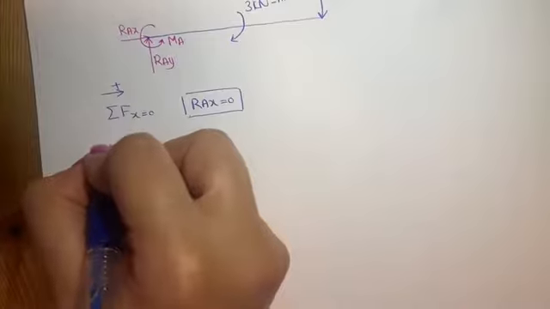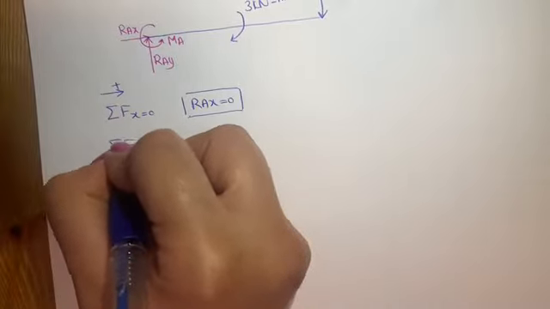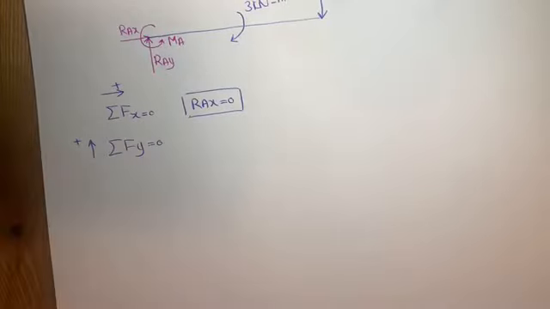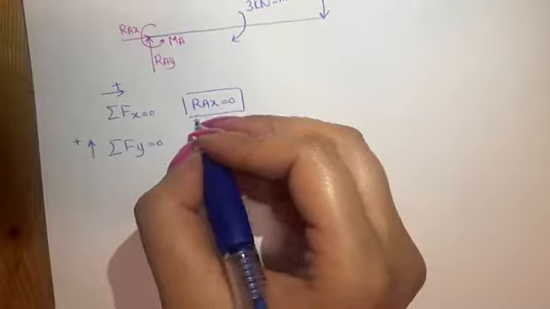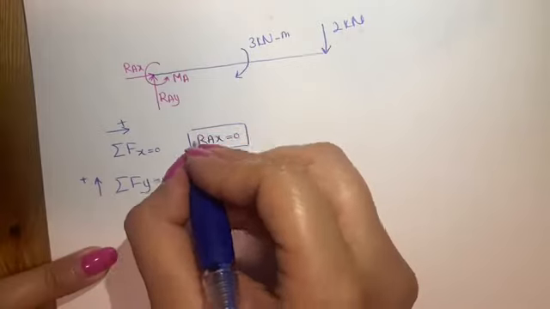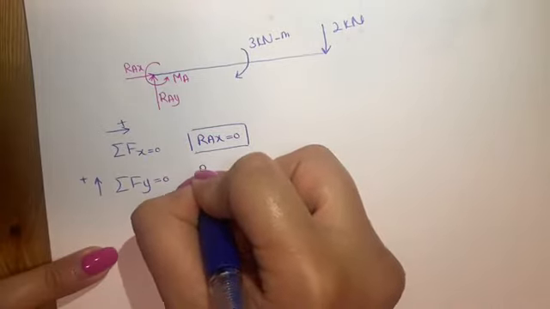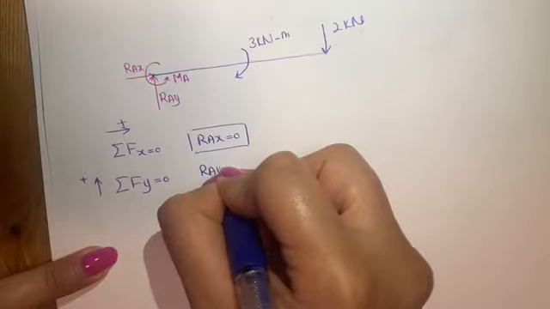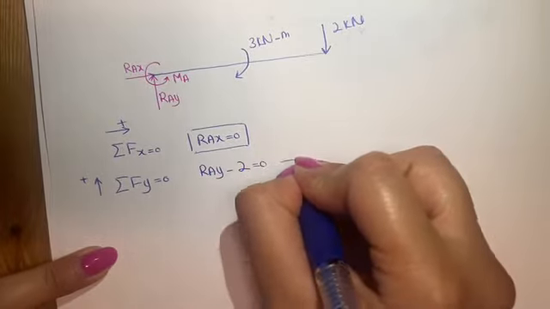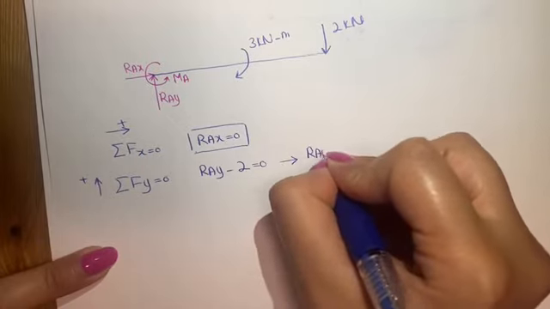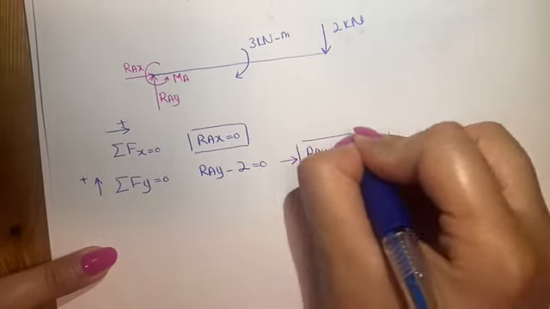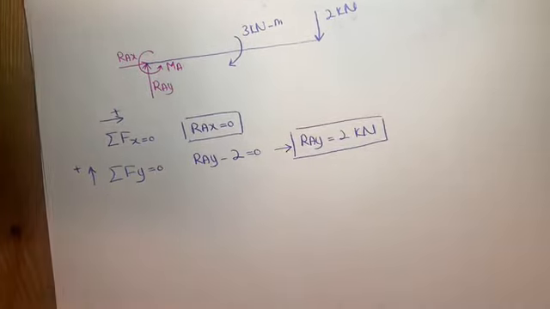Then I'm going to write the equilibrium equation in y direction with this direction marked as positive. So based on the free body diagram, I have RAY minus 2 kilonewtons equals to 0, which leads to RAY equals to 2 kilonewtons. Here is the second component.